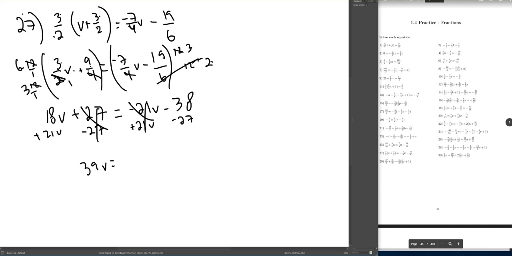Is that right? I feel I'm doing something wrong. No, it looks pretty good. Am I doing this right? Hold on. Yeah. Looking good. Minus 38 minus 27. That equals 65. Wow, I feel I'm doing a big mistake. Doesn't matter. Divide by 39, divide by 39, I get v equals minus 65 over 39.